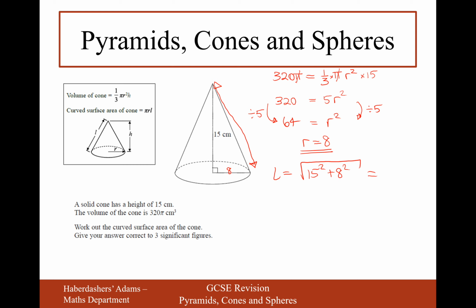So let's get the calculator out for that. 15 squared add 8 squared, and that gives us 17. Okay, so now that we know the slanty height is 17, let's now work out the curved surface area.